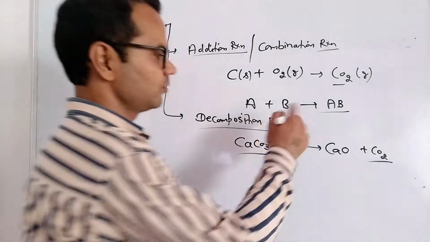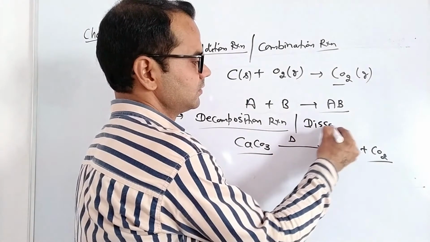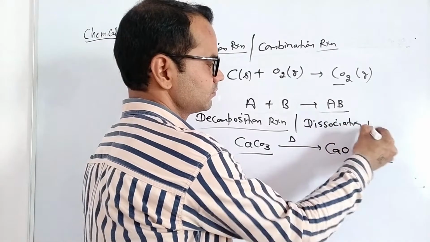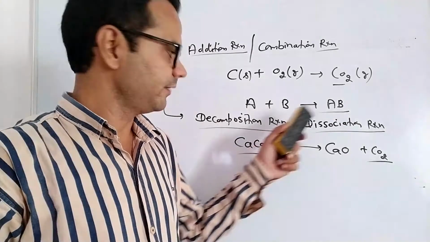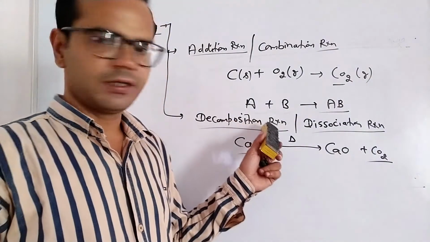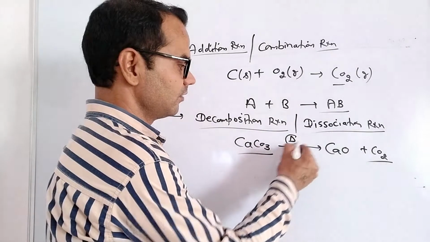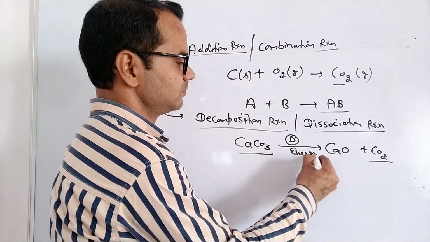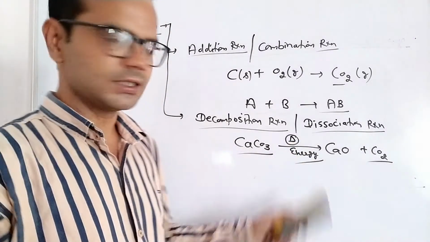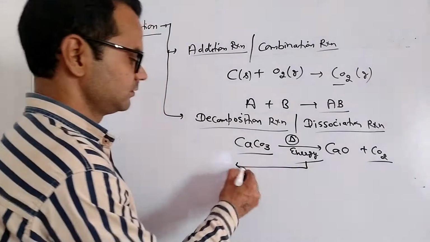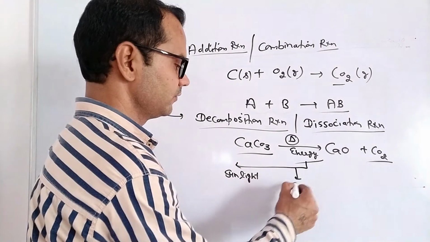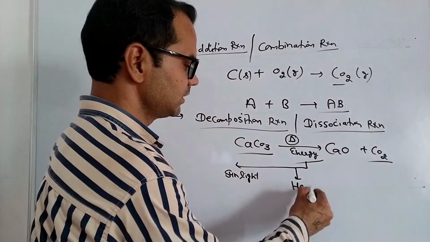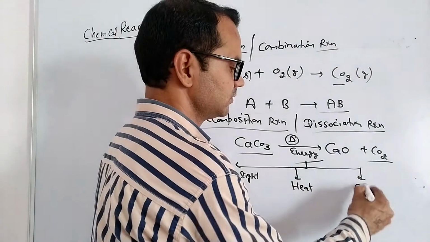So we can say decomposition reactions are dissociation reactions, and definitely in decomposition reactions we require energy. Now this energy can be in the form of sunlight, can be in the form of heat, can be in the form of electricity.